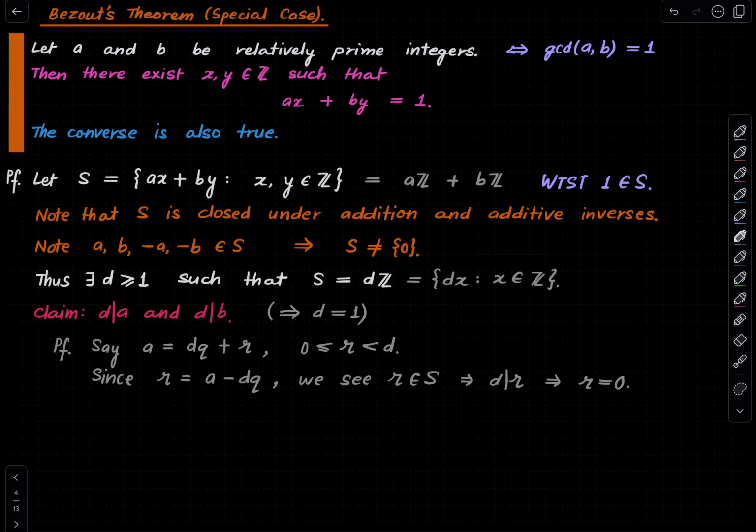And that's it. That's what we wanted to do. Once R is 0, D divides A, and we are done. Because once we show that D divides A, we similarly show that D divides B by precisely the same reasoning, and that, as we said, implies D is equal to 1, and that proves this theorem, which is a special case of Bezout's theorem.